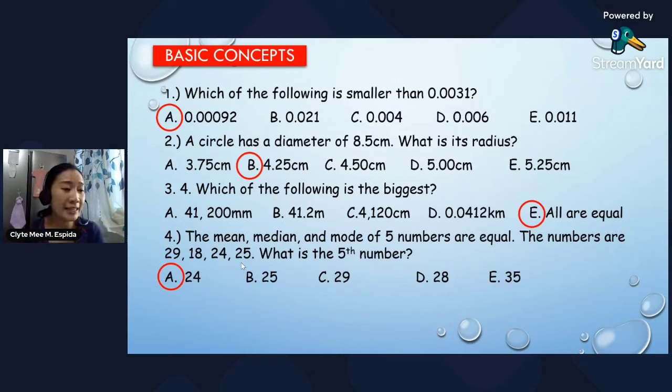You could also use trial and error. So, X na si C, D, E, pwede mo lang i-try si 24 at saka si 25. So, add everything. So, let's say 18, 24, 24, plus 25, plus 29. Kung lalabas ba si 24. Kung lumabas si 24, edi siya yung sagot. So, change mo naman si 25. You have 18, 24, 25, plus 25, plus 29. Pag lumabas si 25, edi si 25 yung sagot. Okay. The fifth number is 24.